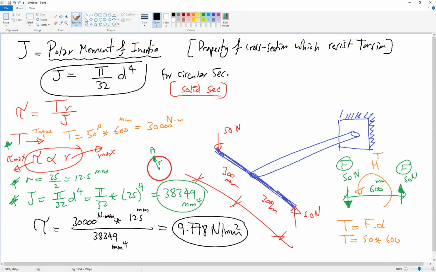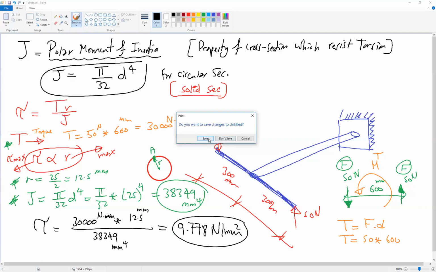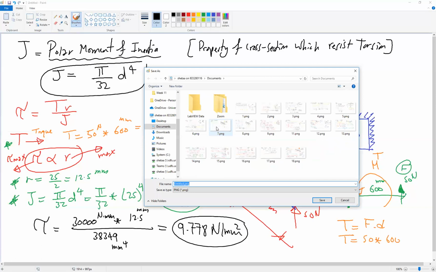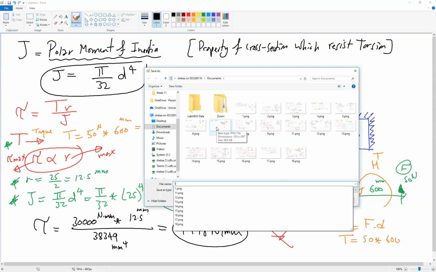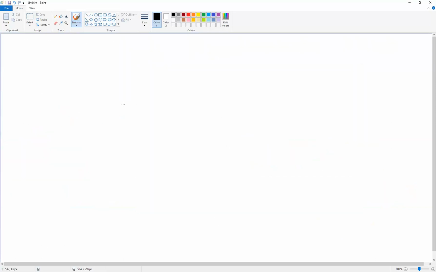Do you have any question for this problem? No, just straightforward. I just want to confirm the J, which is the polar moment. It's different for every different section. This is just for the circular section. If it's hollow, then we need to subtract the inner one. Yeah, the next problem will be a hollow section.